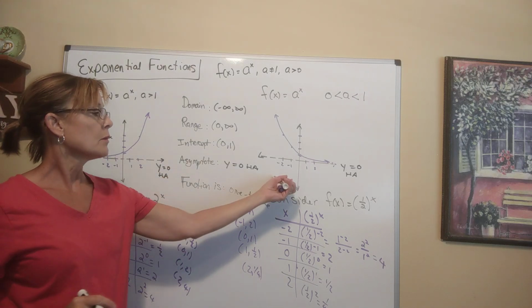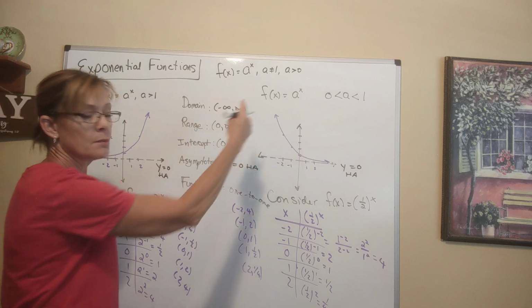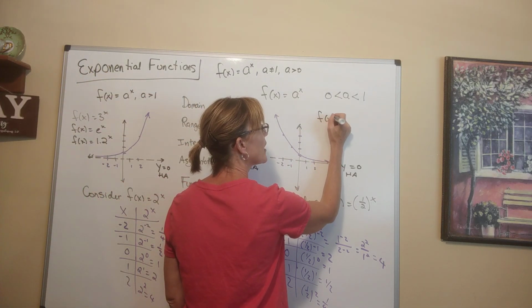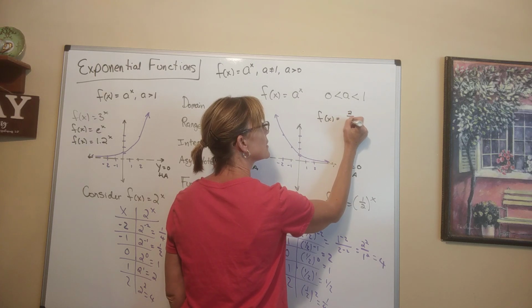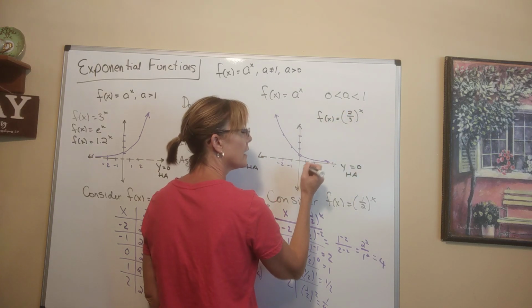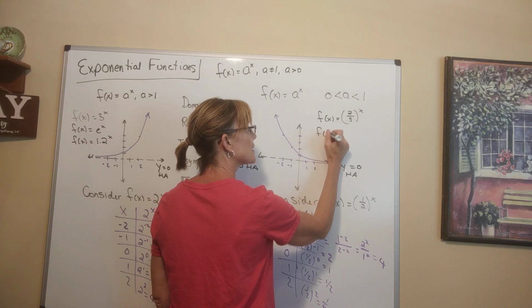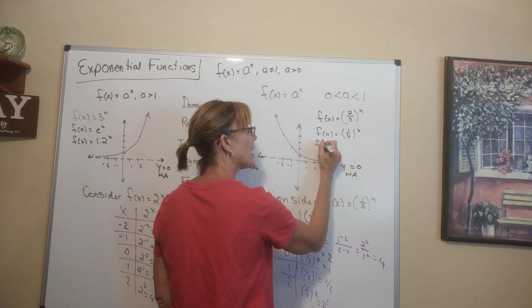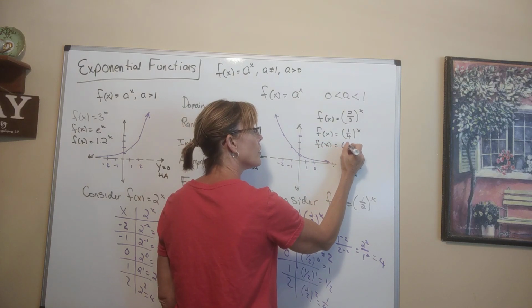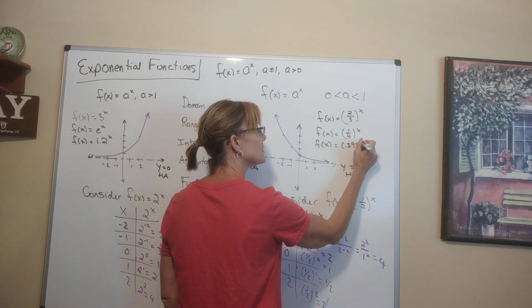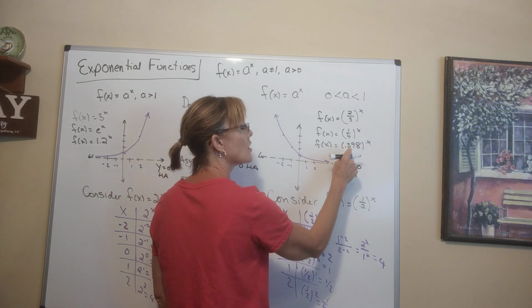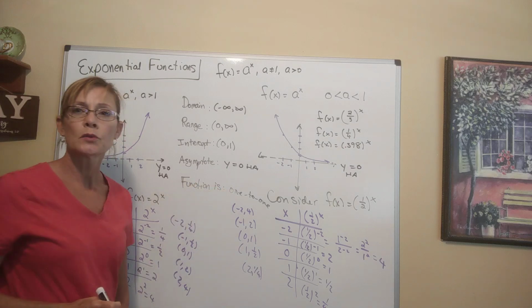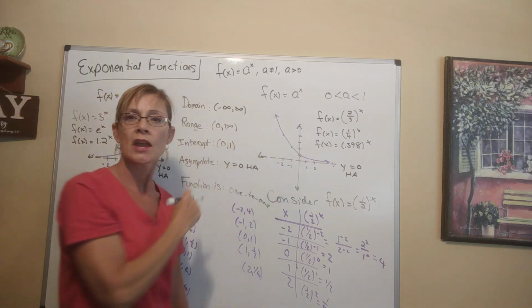What about here? Can we pick some other ones that would take on this same basic shape? Sure, just pick a base that's between 0 and 1. How about f of x is equal to 2/3 to the x? Yes, that would do. f of x is equal to 1/4 to the x. Yep, how about f of x is equal to 0.398 to the x? Yes, all of these bases are between 0 and 1, so all of these same things would be said about them, and it would take on that shape.